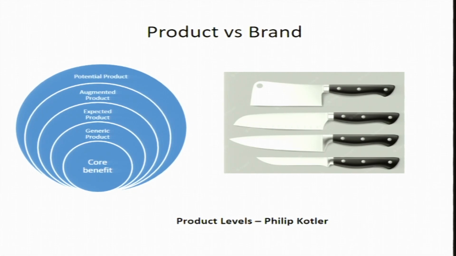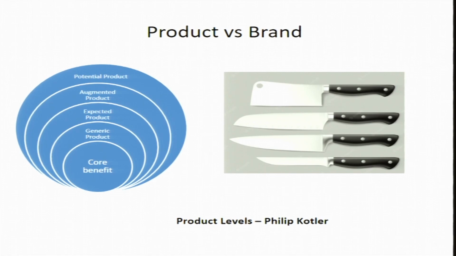Now, suppose you buy a knife. What is the benefit of a knife? The core benefit of a knife is that it should cut. So, to cut is the core benefit of any knife. Now, generic product means what? The generic product is that this knife cuts, alright. So, the core benefit of the knife is to cut and the generic product is to actually cut, alright. So, generic product is that the knife cuts.